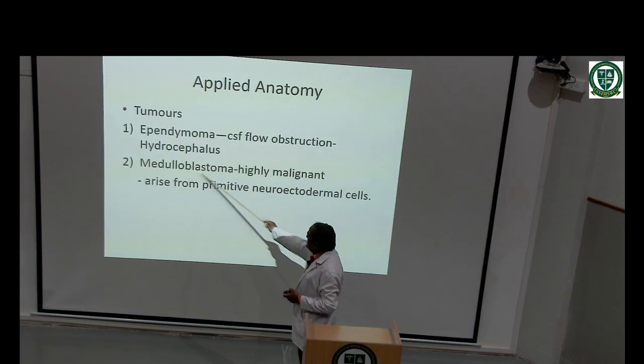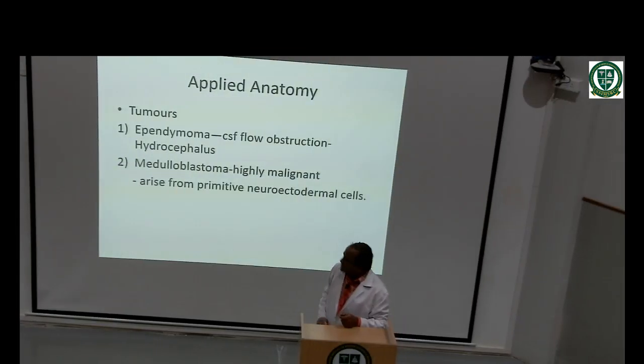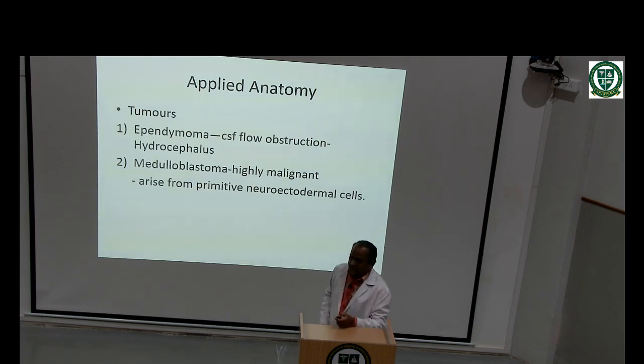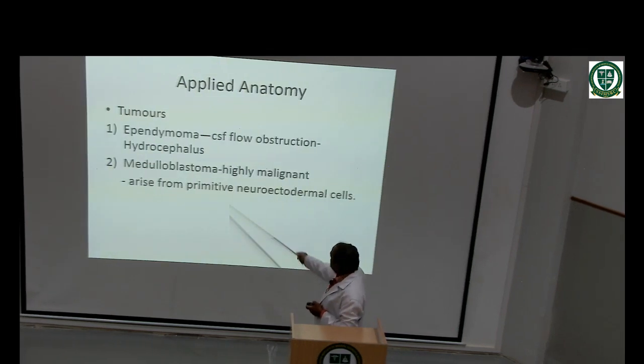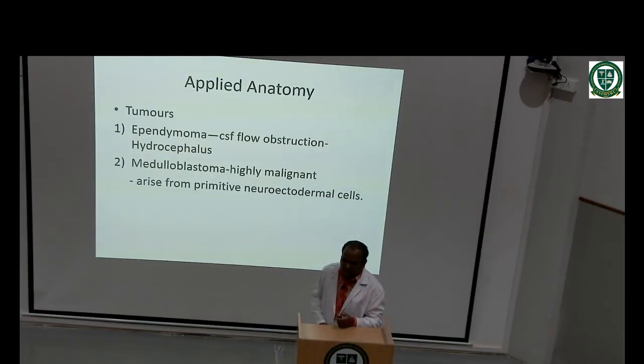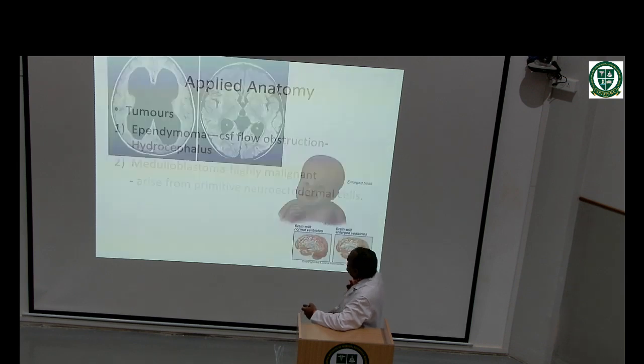Next you have the medulloblastoma. This medulloblastoma is highly malignant. It arises from primitive neuroectodermal cells. If the primitive neuroectodermal cells proliferate, that will cause the medulloblastoma. This will cause pressure symptoms over the cerebellum, so as a result you will get many signs and symptoms, that is called cerebellar syndrome. So this is about the medulloblastoma.